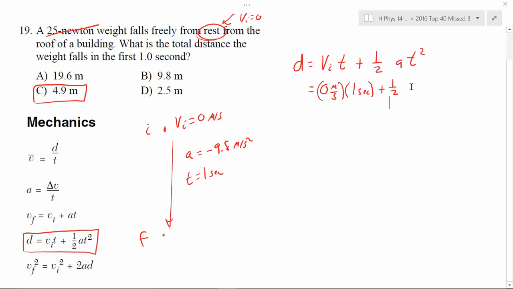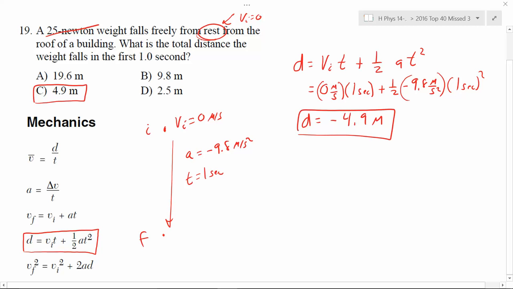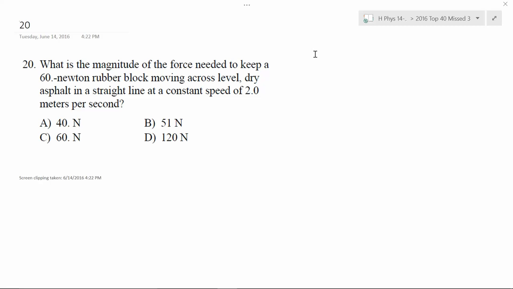Negative 9.8, 9.8, it doesn't really matter. The negative sign just shows you that it's down. You just have to be consistent. If positive direction is down, then your acceleration is positive 9.8. If down is negative, you can put negative. It doesn't matter. So let's put negative. When you plug that in, you're going to get a displacement of minus 4.9 meters. Of course, the magnitude of that is a distance of 4.9 meters. That happens to be down. The answer is C. 20.